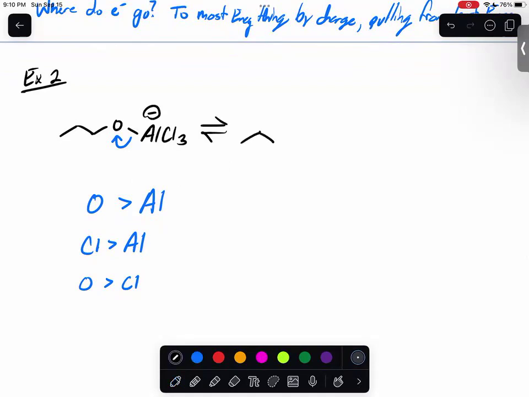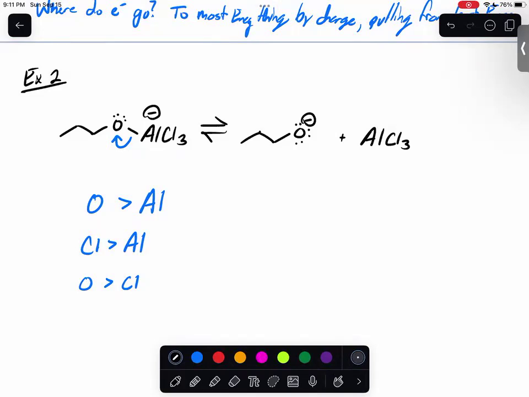So now the oxygen is going to bear the negative charge, because keep in mind it had two lone pairs here, and it ends up with three. And then we have the aluminum that is missing an octet. So this is another example of a Lewis acid-base dissociation reaction.